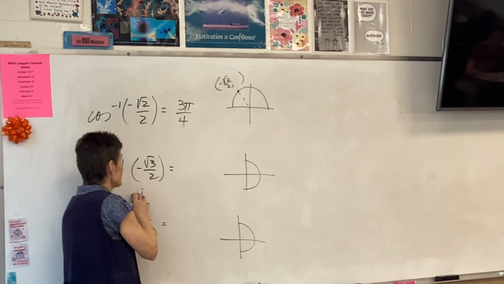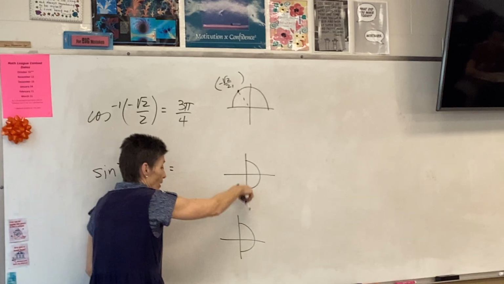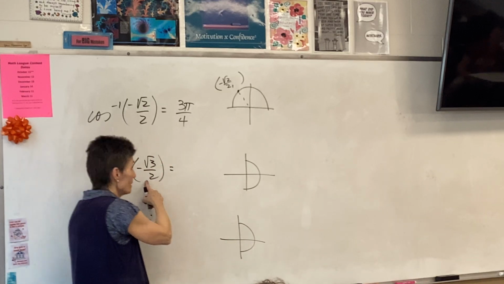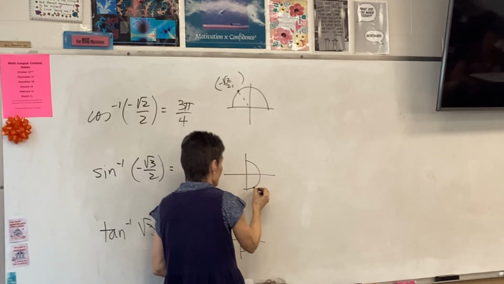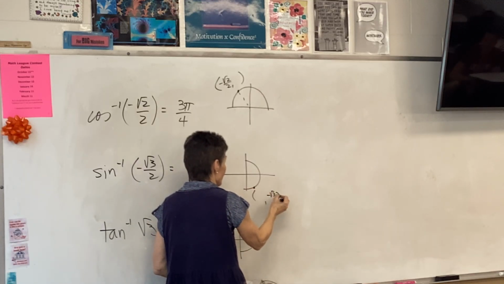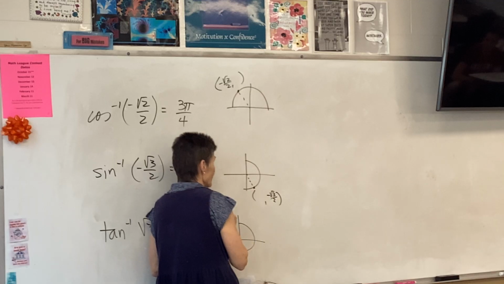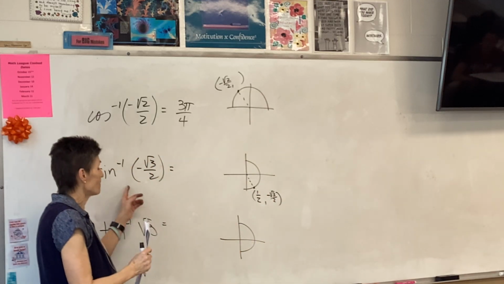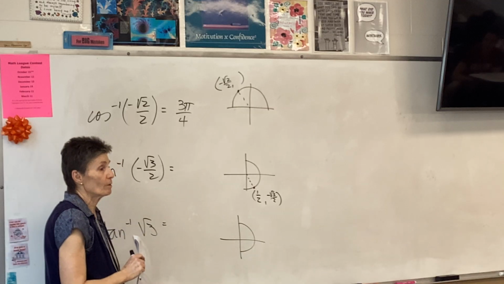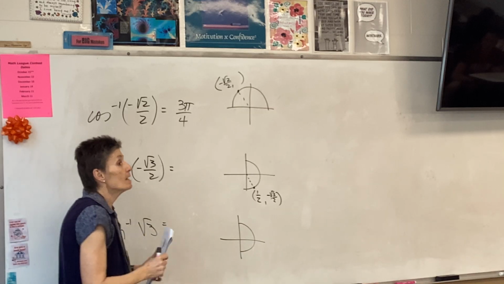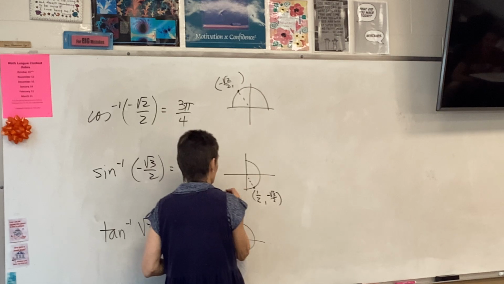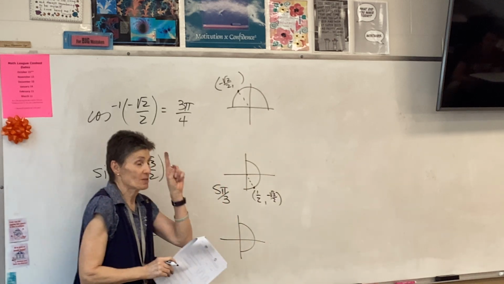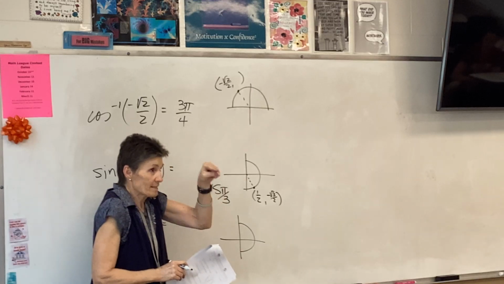Alright, how about this one? Now I'm on the right half of the circle, and y is negative. So what angle has a sine, or a y value, that's negative root 3 over 2? I heard 5 pi over 3. Let's talk about that for a second. That is absolutely in the right spot.